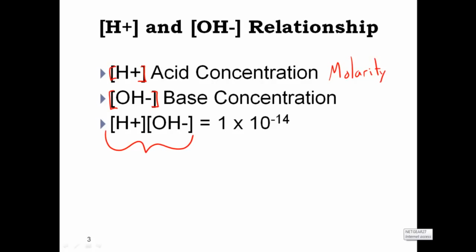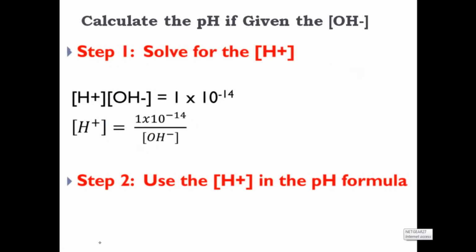But something new is this tonight. When I multiply my hydronium or H plus ion concentration by the hydroxide ion concentration, I will always end up with this number: 1 times 10 to the negative 14th. And that's huge. We're going to be using that a lot tonight, so just get ready to use it, dudes.